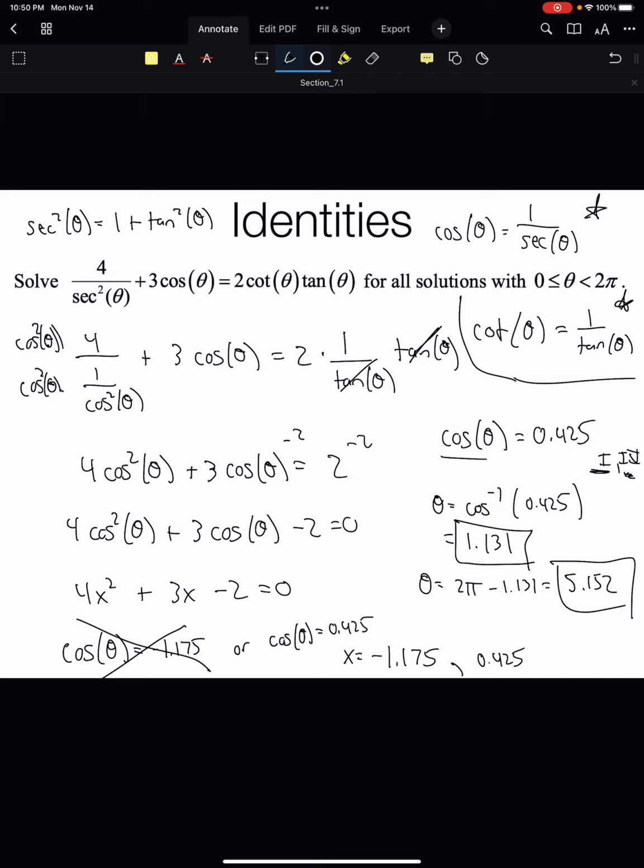Okay, and so that mercifully ends section 7.1, using identities to solve trig equations.